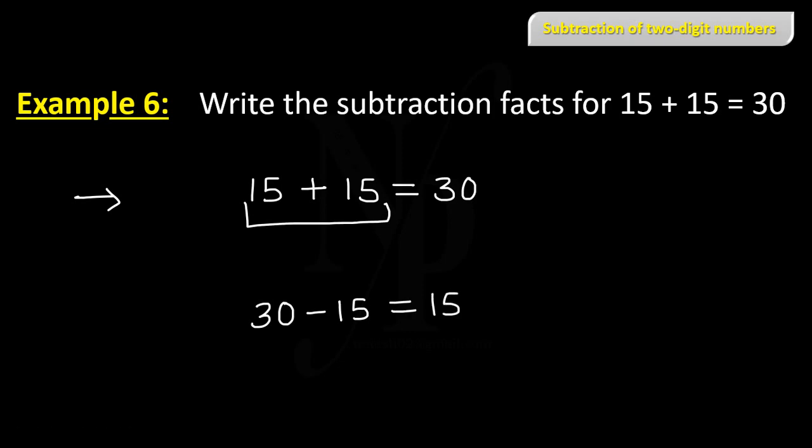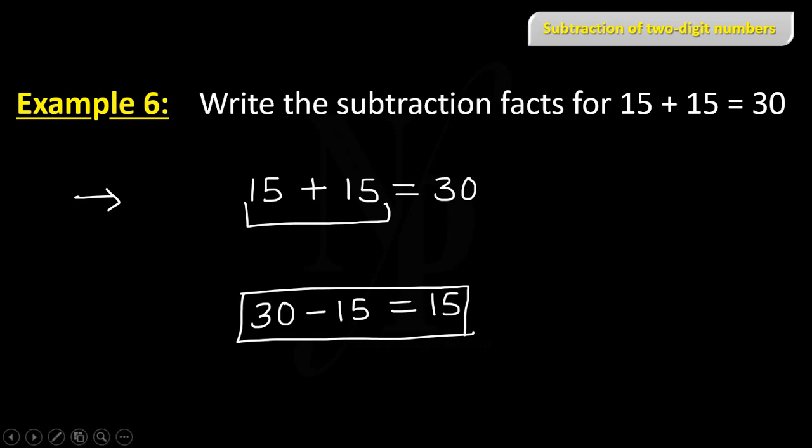Since both numbers are the same here, we will get only one subtraction fact in this case. This is the subtraction fact. So if the numbers we are adding are different, we will get two subtraction facts. If both are the same, there will be only one subtraction fact. So this is about the basics of subtraction of two-digit numbers.